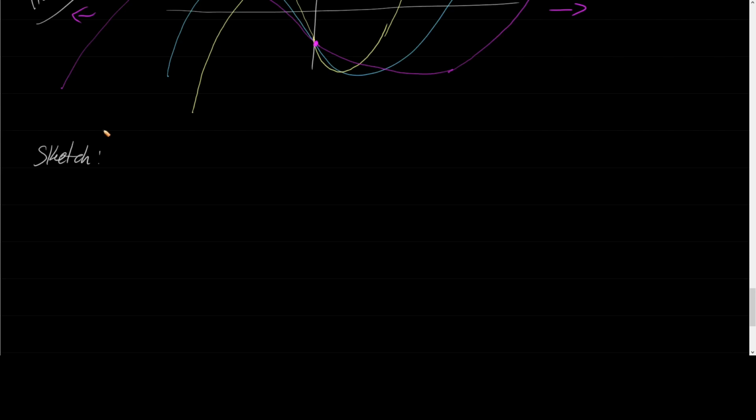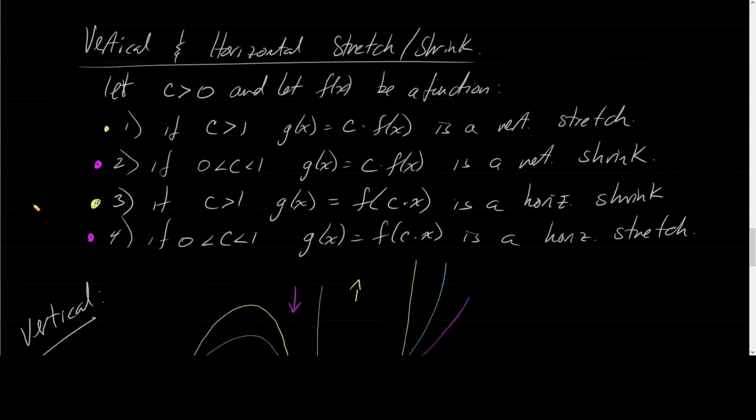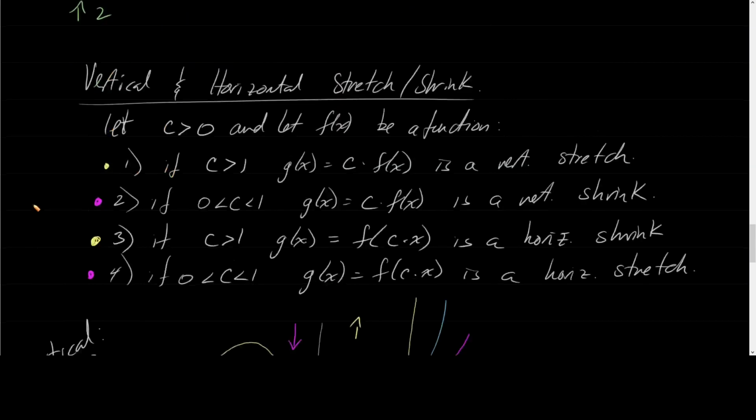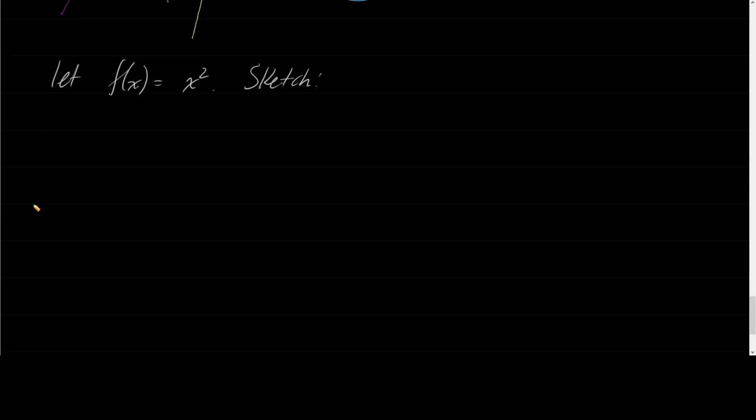Let me actually rewrite that. Let f of x be equal to x squared. Sketch the following. So I believe I'm at letter J, maybe? That's a good question. G. Let's go to example G. So let's let g of x be equal to 4x squared.